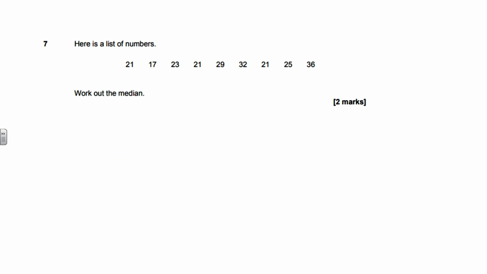Okay, question 7, list of numbers, work out the median. So for the median we need to put the numbers in order. A good practice for this can be to write the numbers out underneath the set of numbers that we already have. And that way we ensure that we don't miss any out.